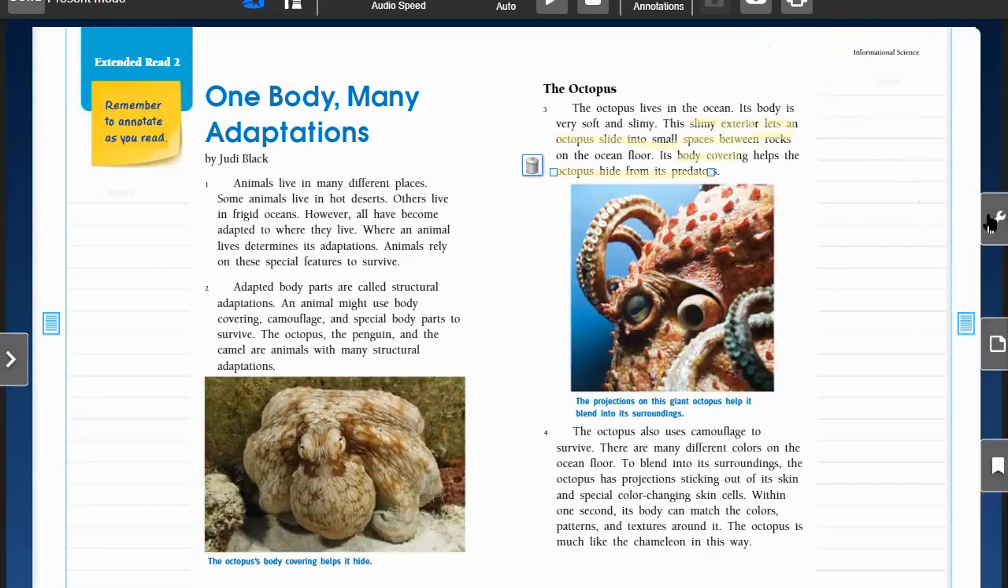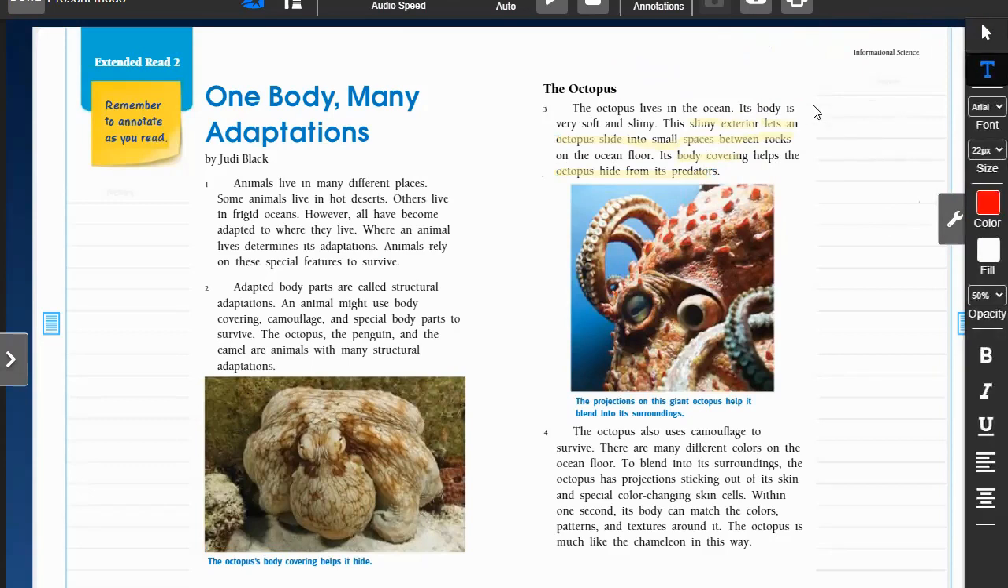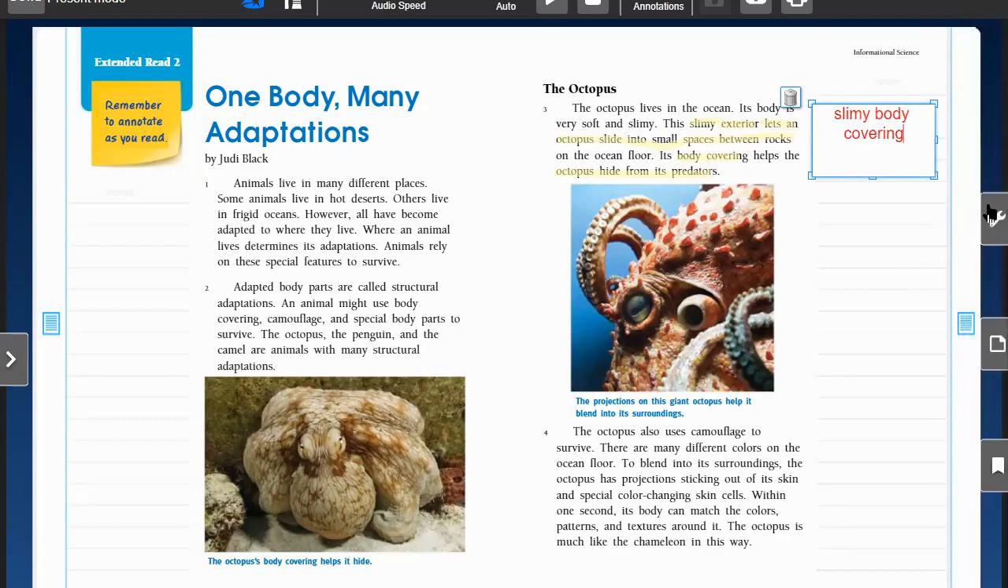And you know what? I like to take notes as I read, so I'm going to write on the side right here that we just read about its slimy body covering. This paragraph is all about its slimy body covering. That's an adaptation. Let's keep reading.